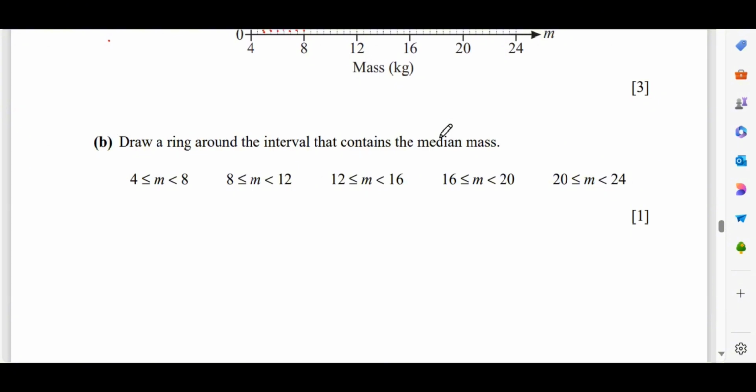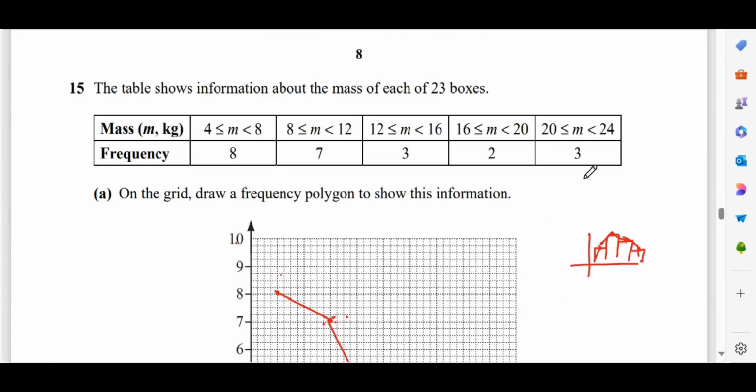They now ask us to draw a ring around the interval that contains the median. So we need to find the median. Now, first of all, is to find the total. So what is the total? 8 plus 7, that will give us 15. 15 plus 3, that will give us 18. 18 plus 2 will give us 20. And 20 plus 3 will give us a total of 23.